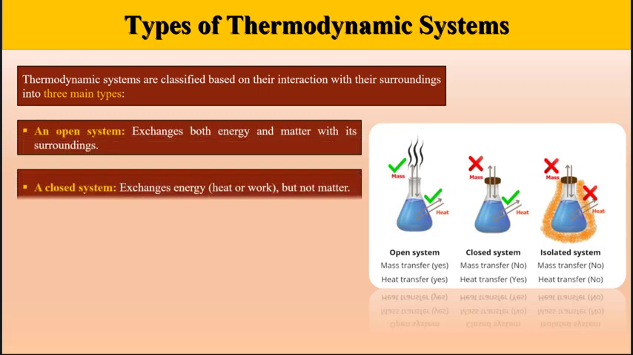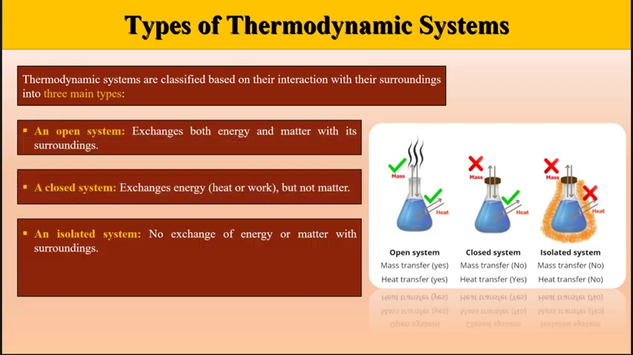Thermodynamic systems are classified based on how they interact with their surroundings. The three main types are: open system. This type allows both energy and matter to be exchanged with its surroundings. This means that heat, mass, and other forms of energy can flow in and out of the system. In a closed system, energy can be transferred but no matter is exchanged with the surroundings. The system mass remains constant.